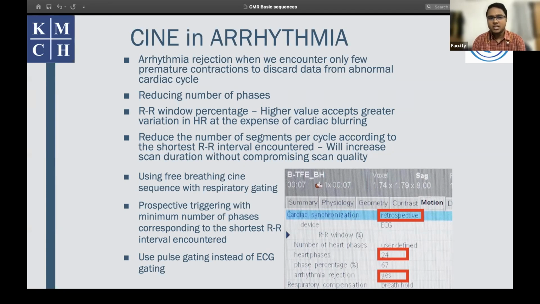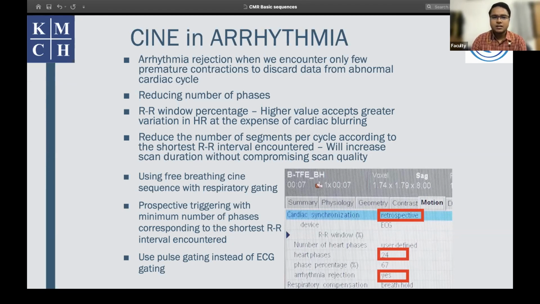The second is reducing the number of phases. As I told you, the number of phases determines the temporal resolution of the image. The number of phases can be reduced up to a point for us to reduce the scan duration. Reducing the scan duration helps in reducing the incidence of arrhythmias also. So the incidence of arrhythmia will also come down if the scan duration drops from 10 seconds to say 5 seconds. So in cases of arrhythmia, we can try to reduce the number of phases so that the breath hold duration is not prolonged too much.